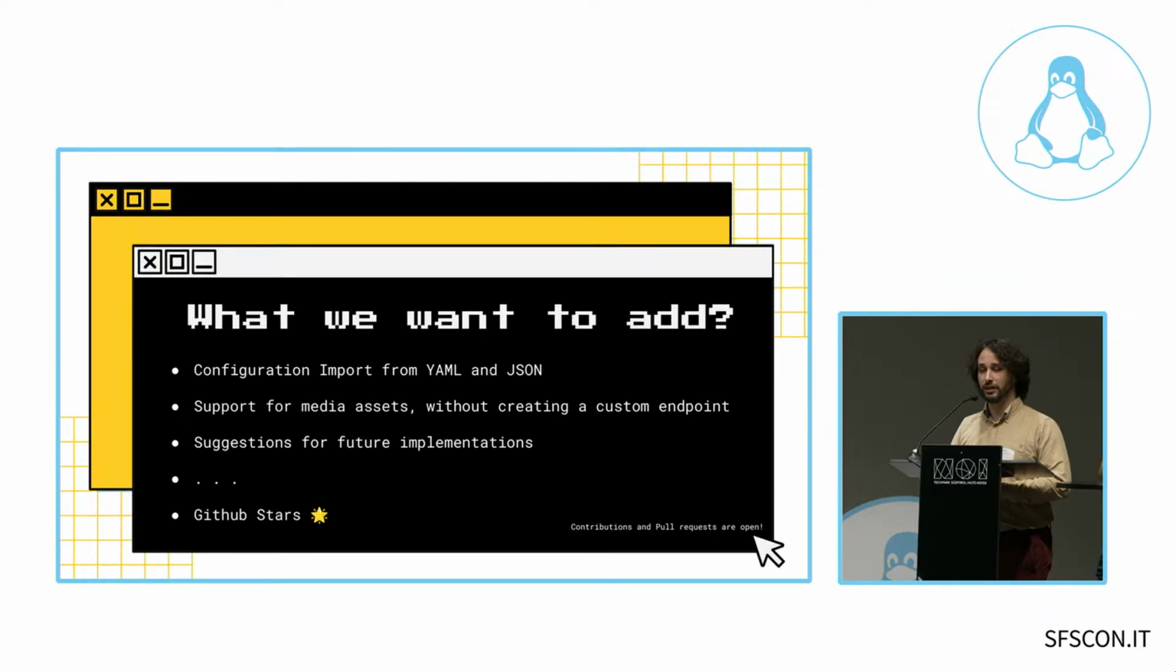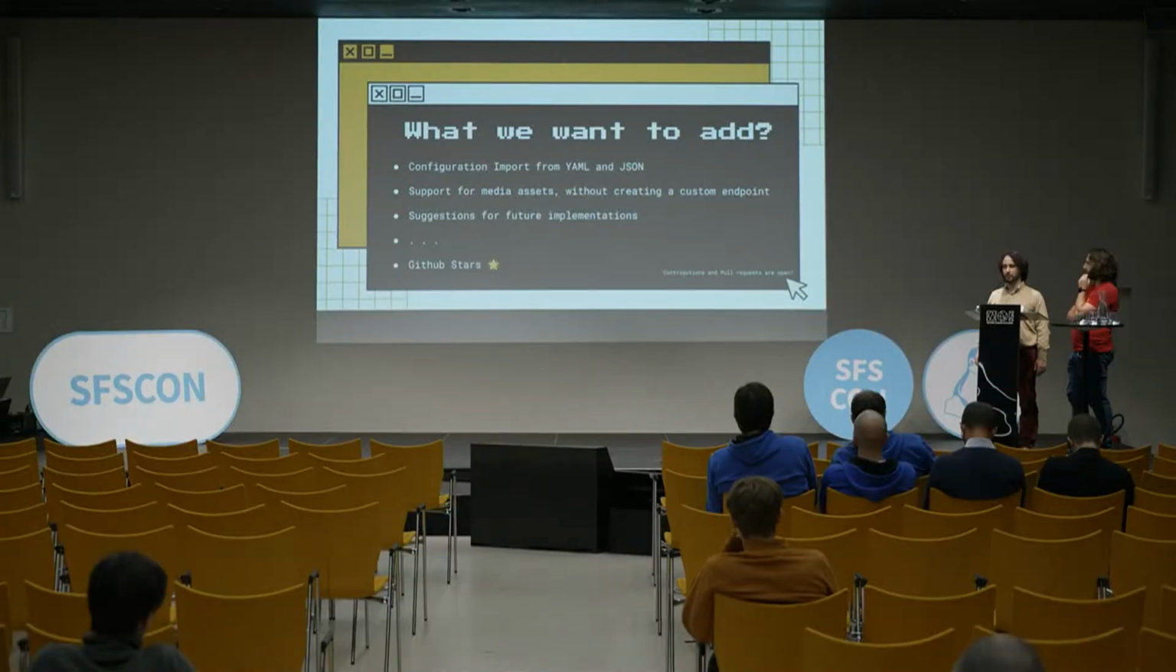What do we want to add? This is the wish list for new features that we want to add to CRUDit. We are open to suggestions. We want to create an import from YAML and JSON files, so you can create your YAML or JSON and deploy CRUDit more easily and in a faster way.